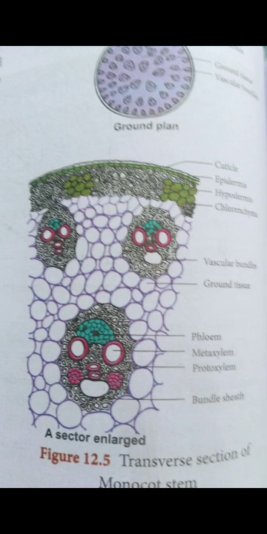Okay, then ground tissue. The entire mass of parenchyma cells next to the hypodermis and extending to the center is said to be ground tissue. It is not differentiated into endodermis, cortex, pericycle, and pith. Okay, so next we'll see the vascular bundle.